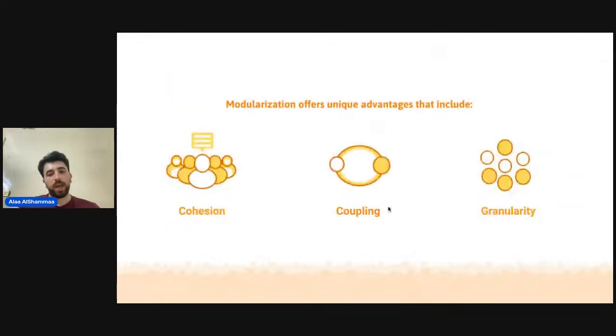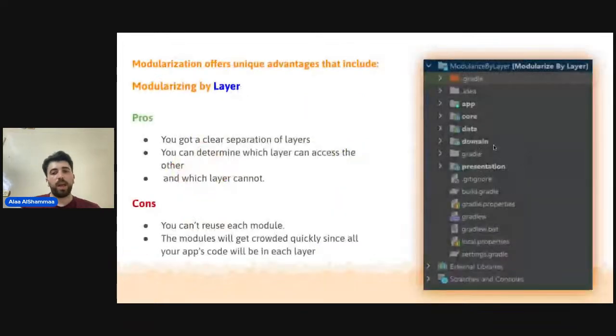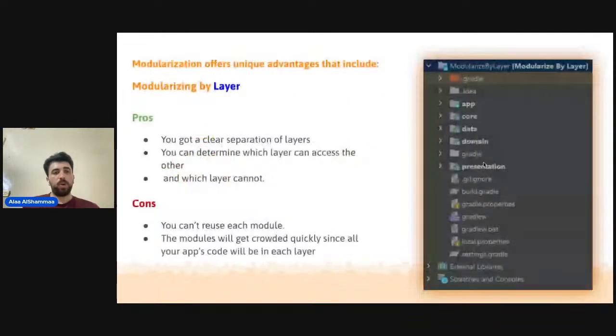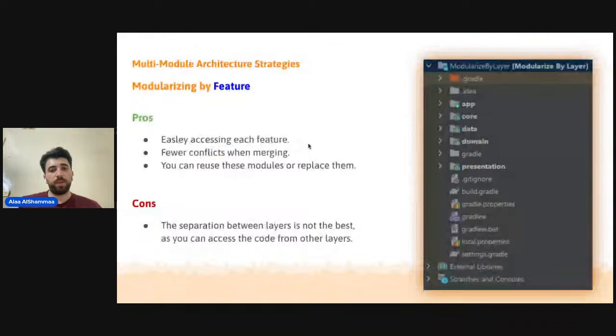And of course, we won't have a check for the granularity because we cannot reuse these modules, and we don't have features separated, each on its own. So for this approach, we only had one check, on the cohesion part, but for coupling and granularity, we didn't get a check. Now let's look at another approach. Another approach would be modularizing by feature.